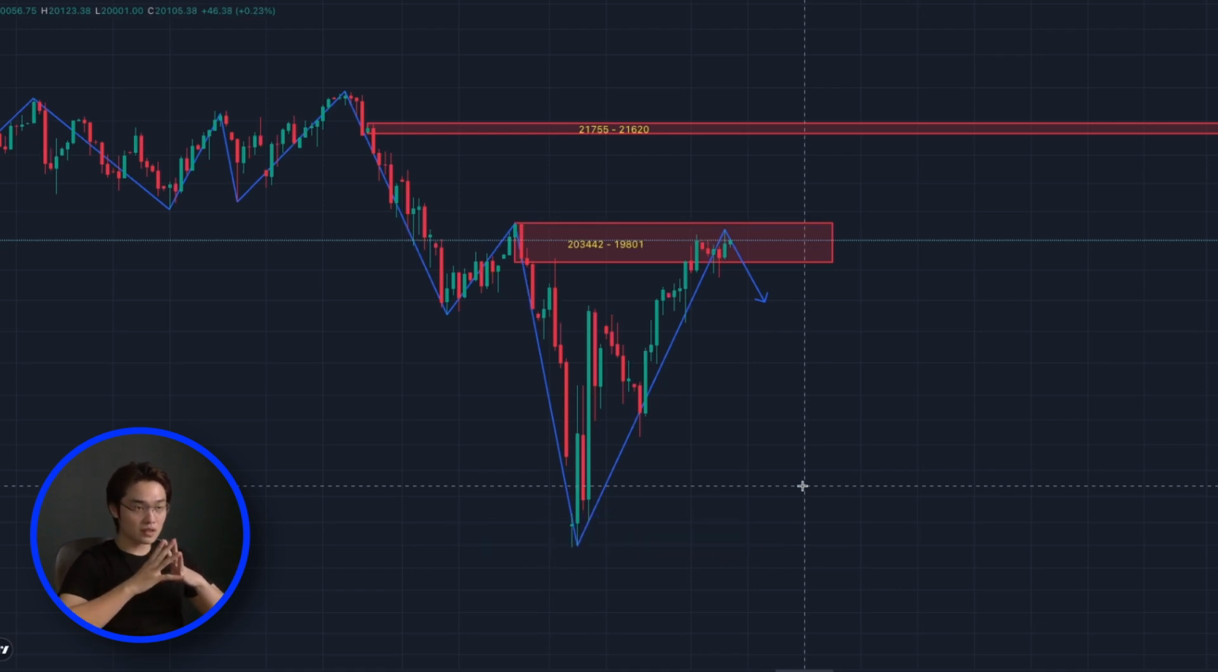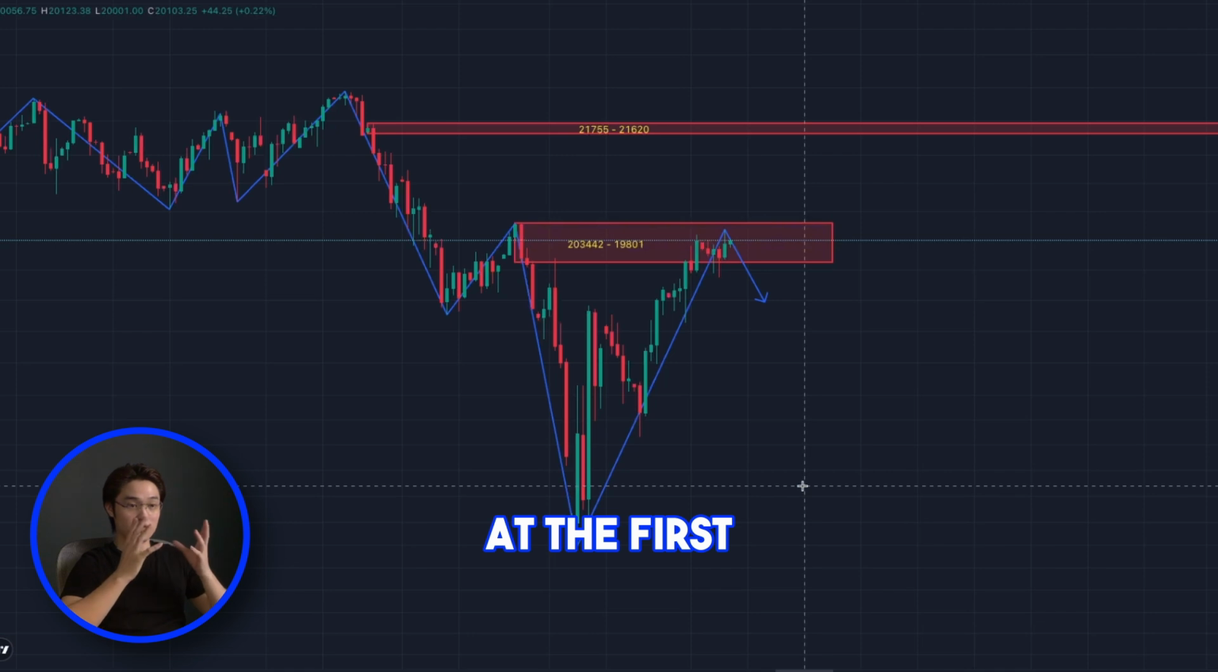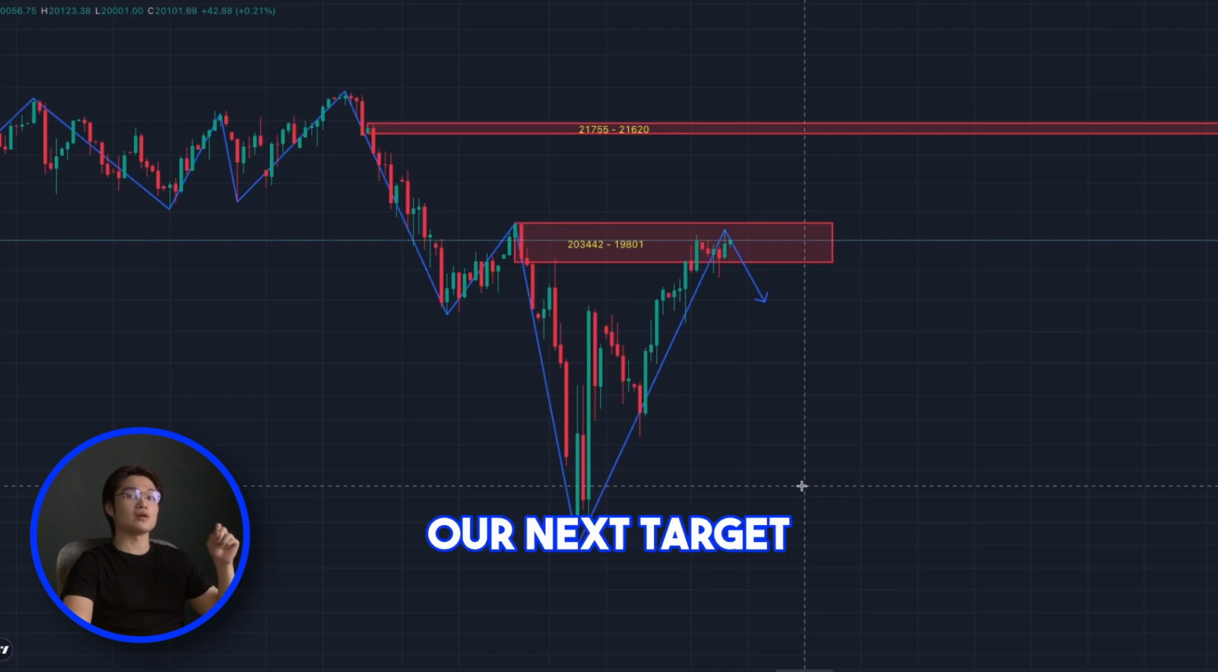S&P 500. So what if it fails? For NASDAQ, if it fails to reject at the first supply zone, the next supply zone will be around 21,755 until 21,620. That will be our next target for NASDAQ to fuel its engine.